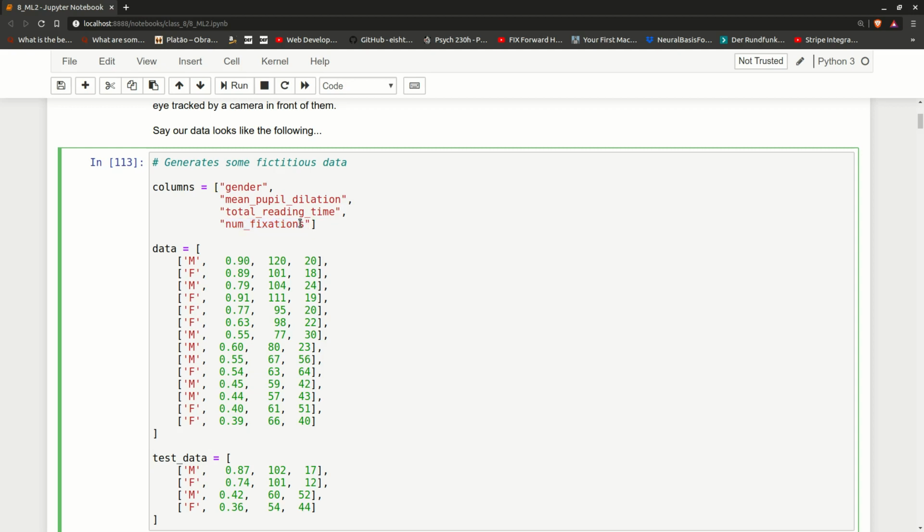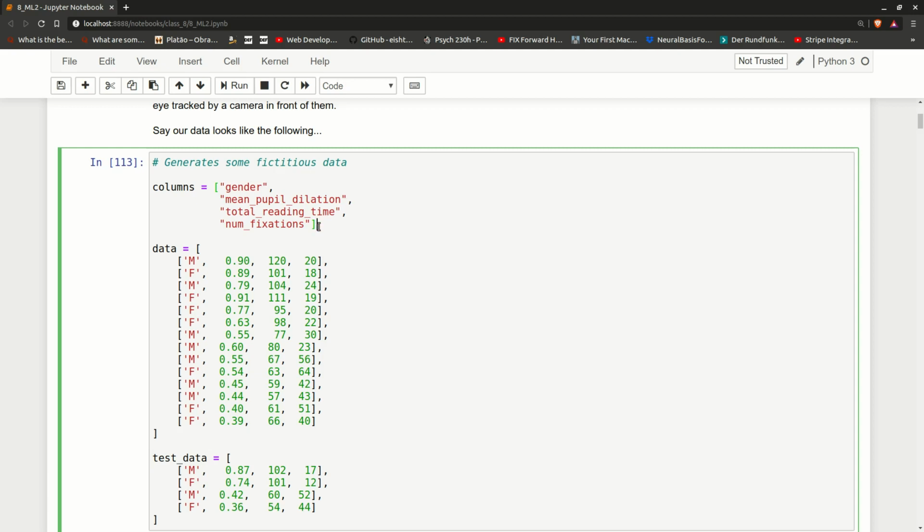Okay, so a disclaimer needs to be said. I totally created this data by hand. This data is not real. Do not believe that this data reflects reality in any way. It doesn't. Don't think that men read faster or women read faster or men make more fixations than women or something. This is totally generated, fabricated data. It is not supposed to be taken seriously.